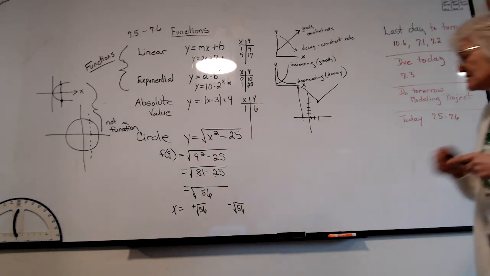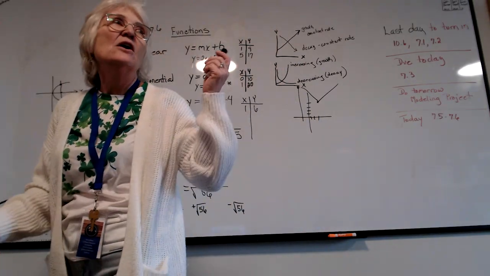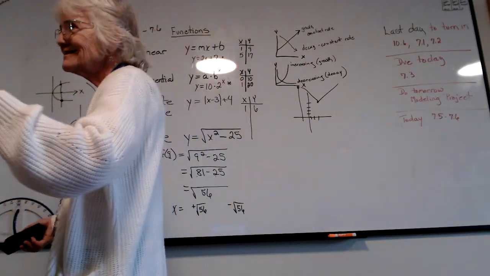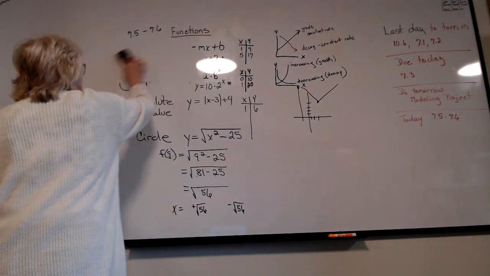Okay, so domains and ranges. Domains and ranges are easiest to see on graphs. Okay, so let's define what a domain is.